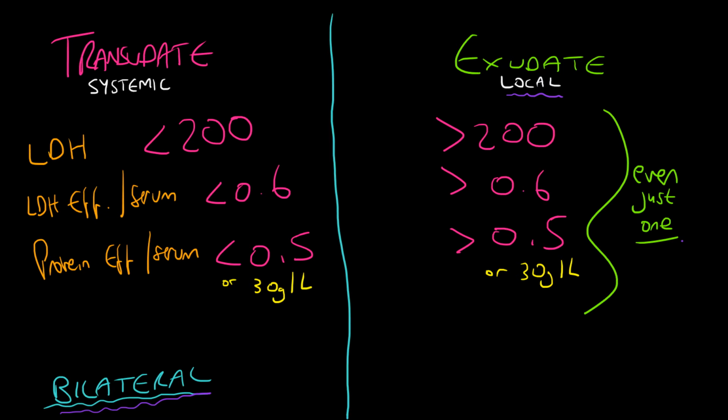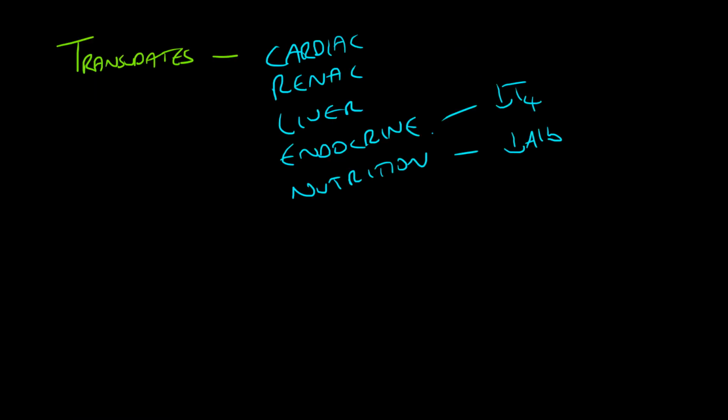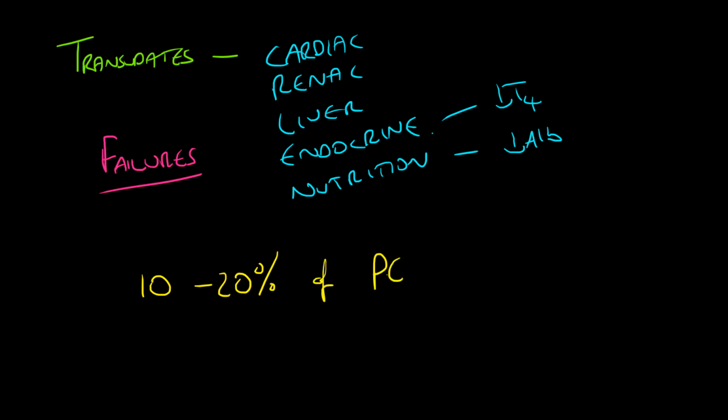So the causes of transudates in the body, and we're looking specifically at pleural effusions this time, can be cardiac, renal, liver in nature, any of those, from an endocrine process such as hypothyroidism, or from nutritional deficiency like seen in alcoholics or people with liver problems with low albumin. And these are all failures. Transudates are caused by failures. And about 10 to 20% of pleural effusions are transudative processes.